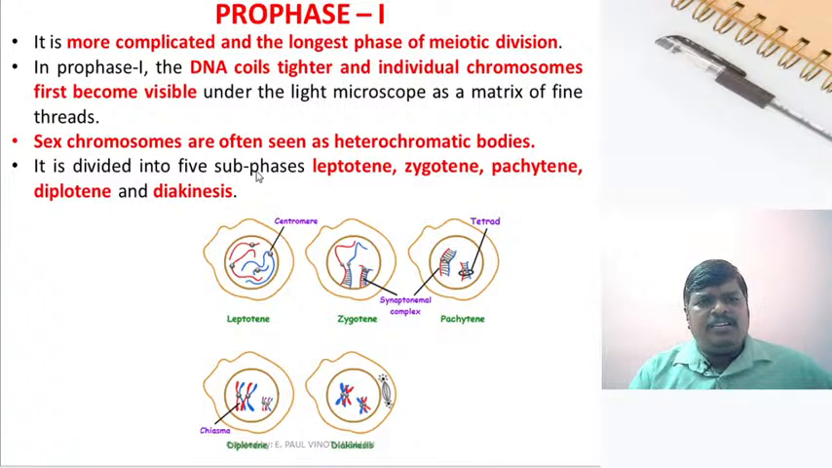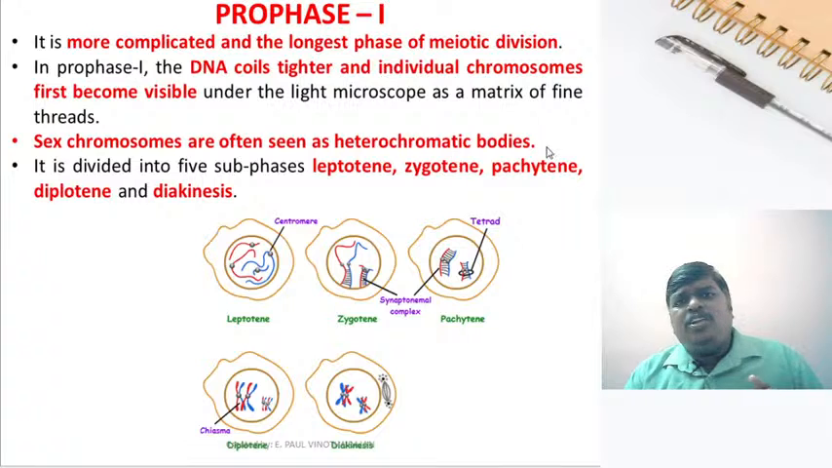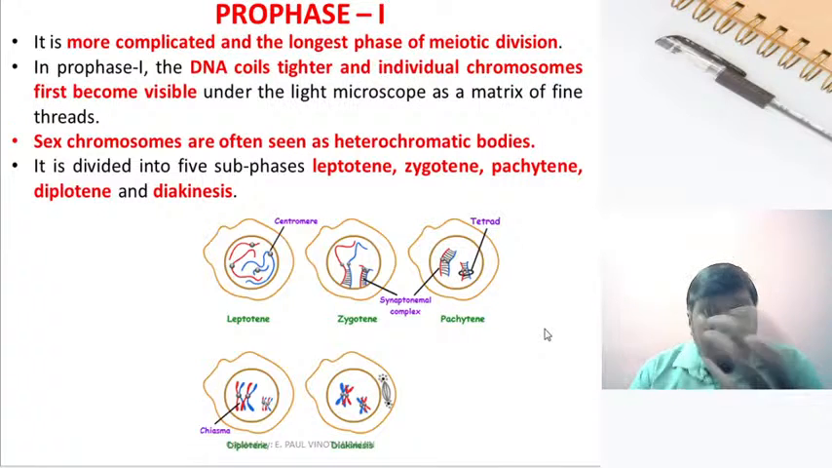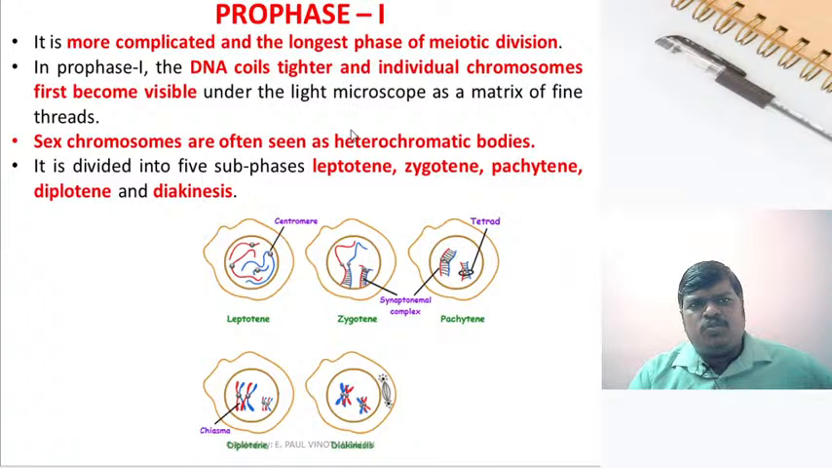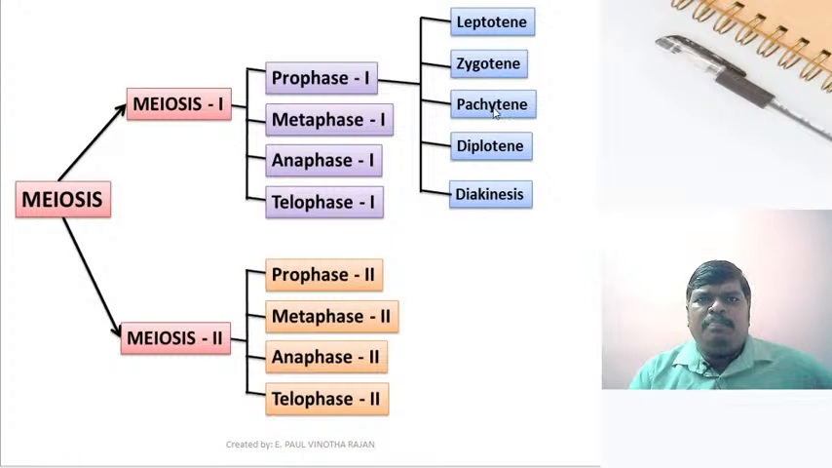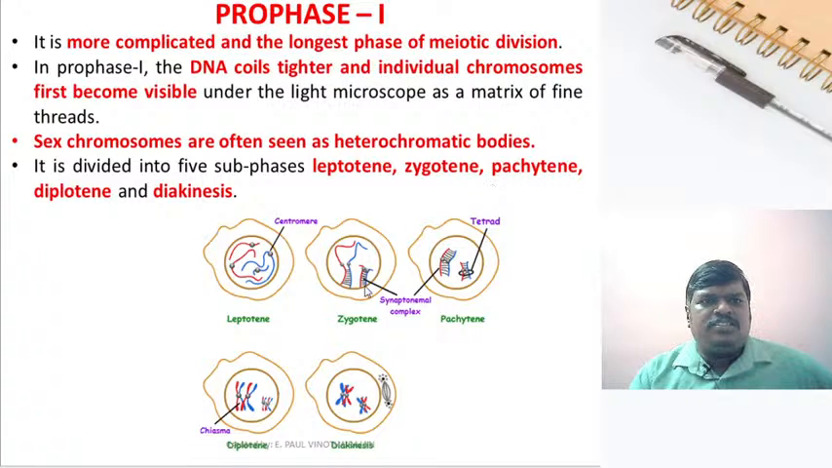And here, because this occurs in sex cells, the sex chromosomes are heterochromatic bodies. Chroma means color, hetero means different. Different colored bodies it will be. That's why it is shown in 2 different colors here. There are 5 subphases in prophase 1: leptotene, zygotene, pachytene, diplotene, and diakinesis. So you can see it here.